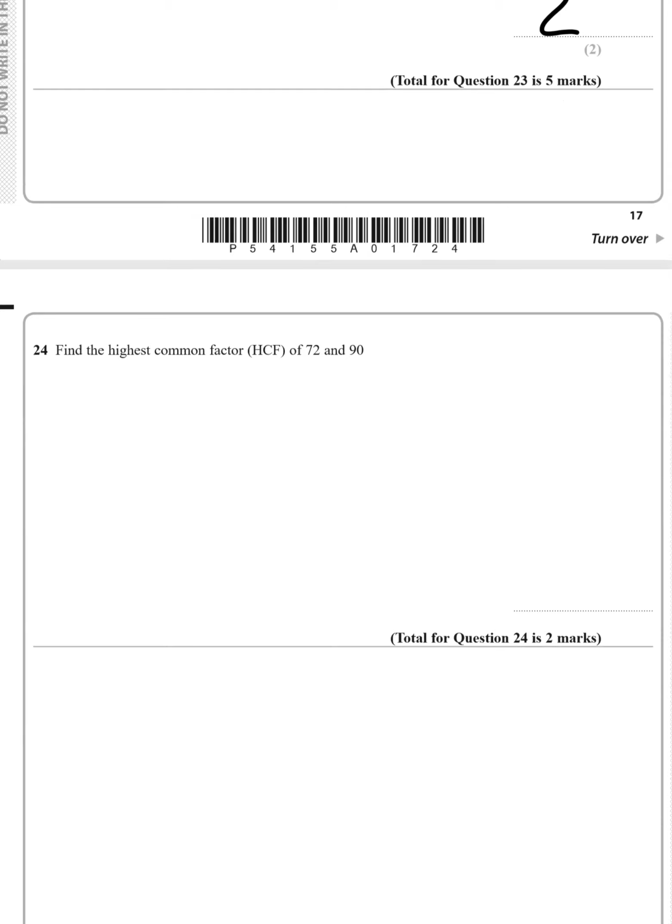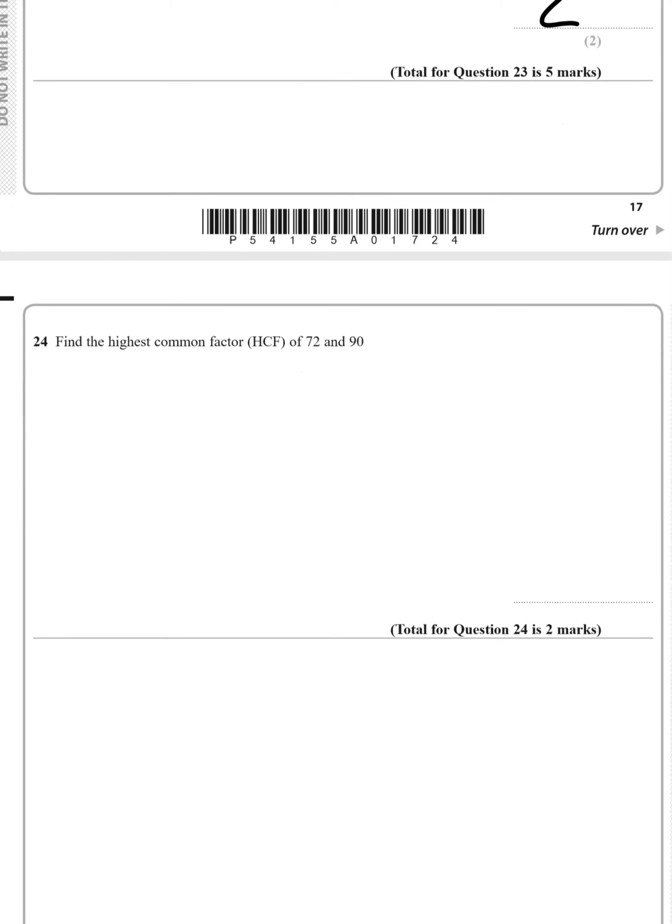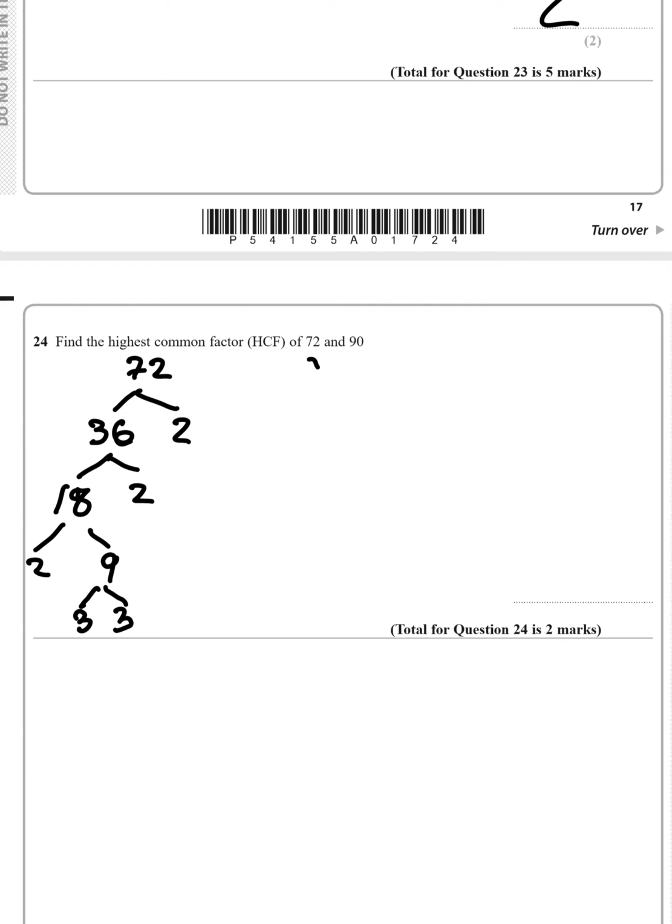Alright, let's have a look. So we've got question 24. Highest common factor of 72 and 90. Now I would do this with prime factor trees. So 72 gives us 36 and 2, 18 and 2, or 2, 9, 3 and 3.